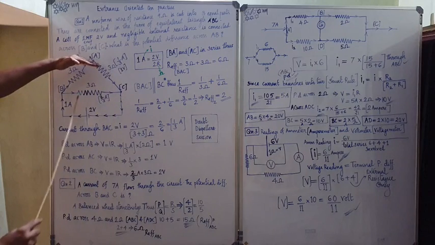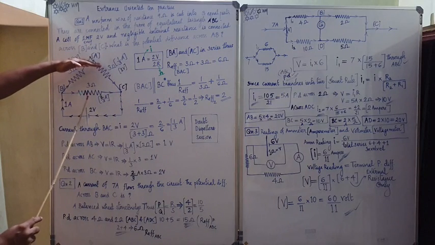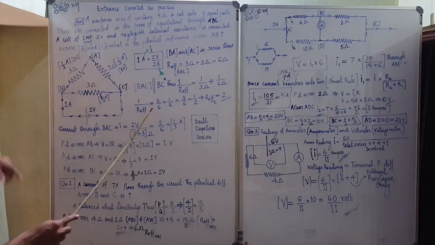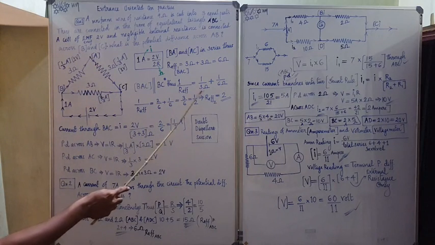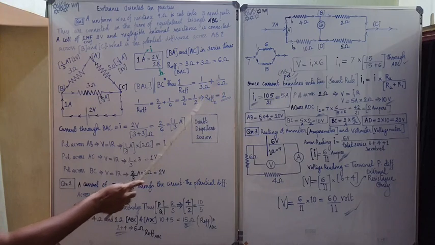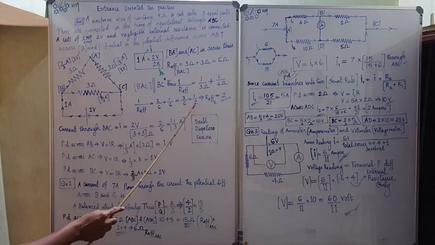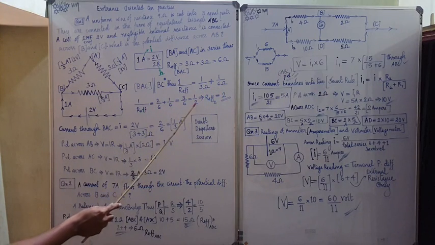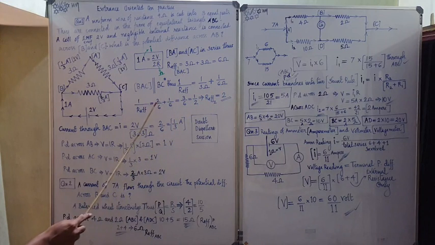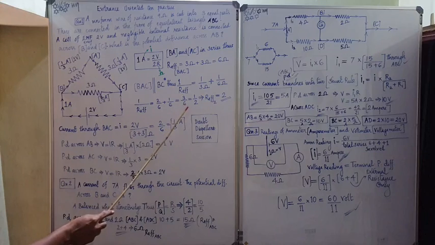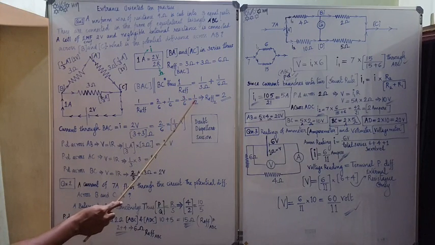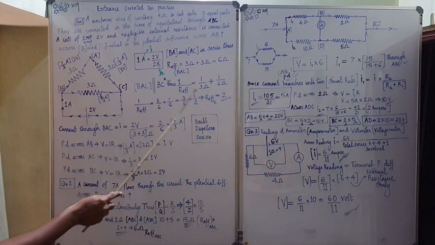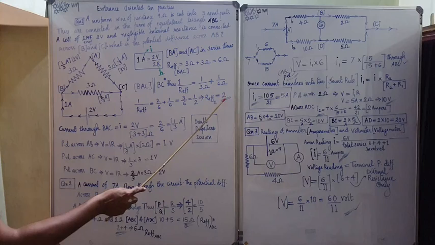So these two are in parallel, 1 by 3 ohm plus 1 by 6 ohm. When we solve this, making the denominator the same, you will get 1 by R effective is equal to 2 by 6 plus 1 by 6, which is equal to 3 by 6. That means 1 by 2. That means R effective is equal to the reciprocal of this, that is 2 by 1, which is equal to 2.